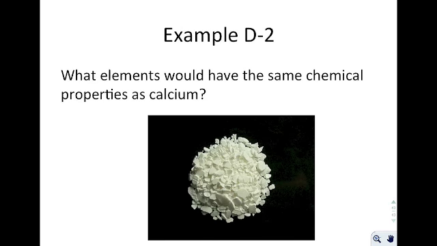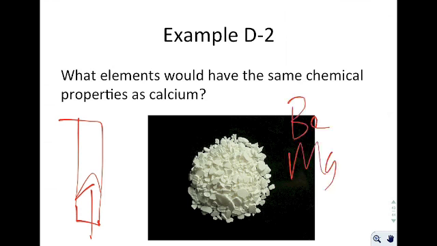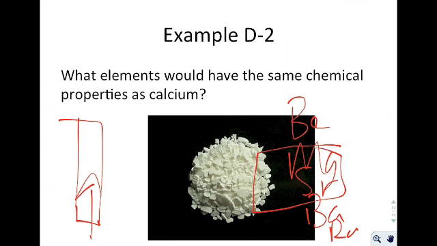Which elements would have the same chemical properties as calcium? If you were to look at calcium, calcium is in group 2 of the periodic table. So you can name anything in group 2, which would include beryllium, magnesium, strontium, barium, radium. The ones that are closer to calcium would tend to be more similar, so those would be magnesium and strontium. When you get really small or really big, sometimes they react much more strongly or much less strongly based on effective nuclear charge.